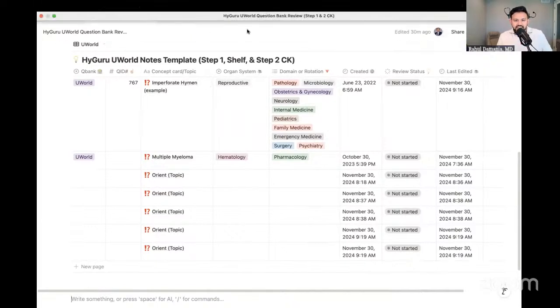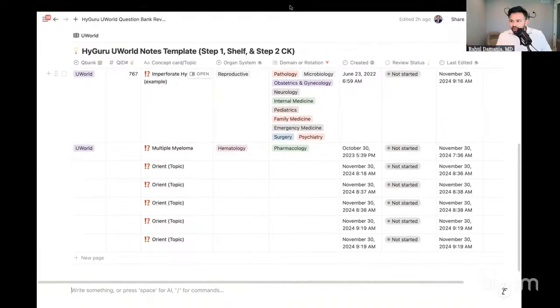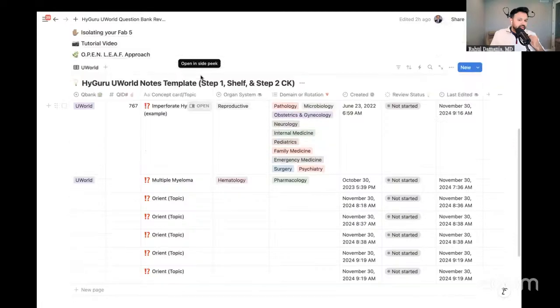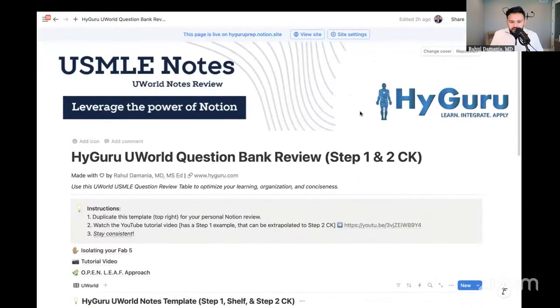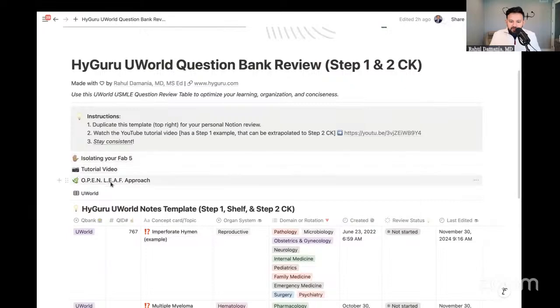Do you guys see this template? Yes? All right. People do see my screen share. So what I'm going to do is I'm actually going to give you an example of this template. Just to orient you, this is on Notion. You will get the link to this. In the top right, you can put it into your own Notion database so that then you can make this template your own. I have put the open leaf approach, a tutorial video, everything here, Fab 5.